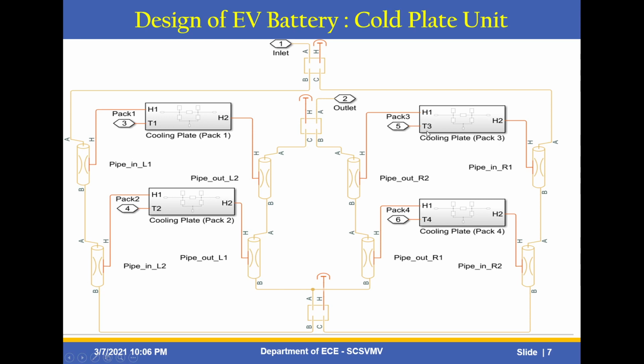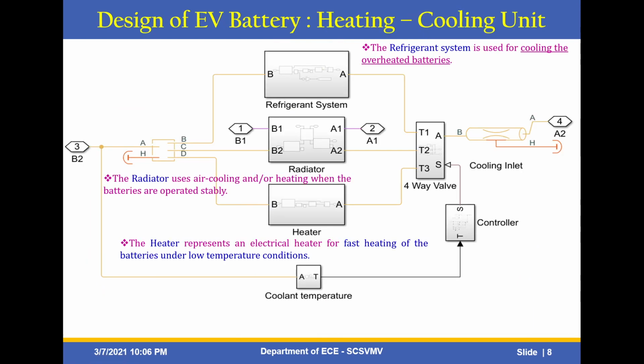Here the cooling plate unit contains pipe inlet R1 and pipe inlet R2. This is the left-hand side portion, this is the right-hand side portion. It clearly shows the cold plate unit of this design of the EV battery cooling system. Next, the important unit called the heating cooling unit. This unit has 3 subsystems, mainly the refrigerant system, the radiator system and the heater system.